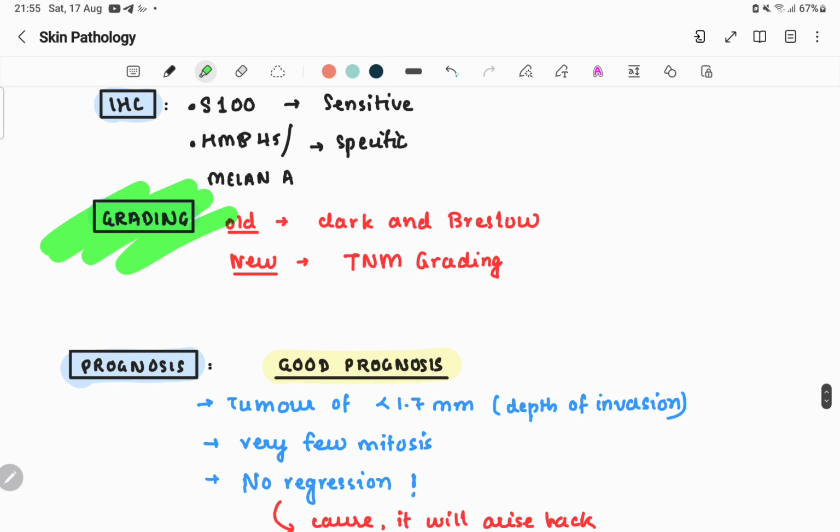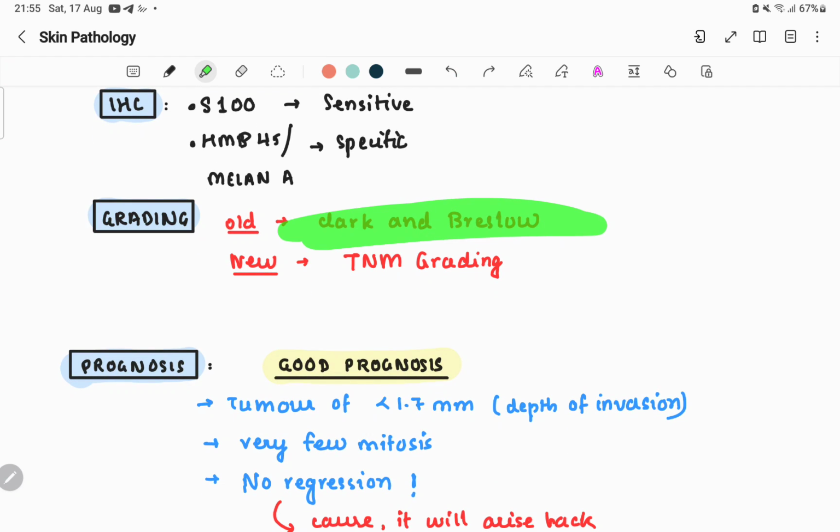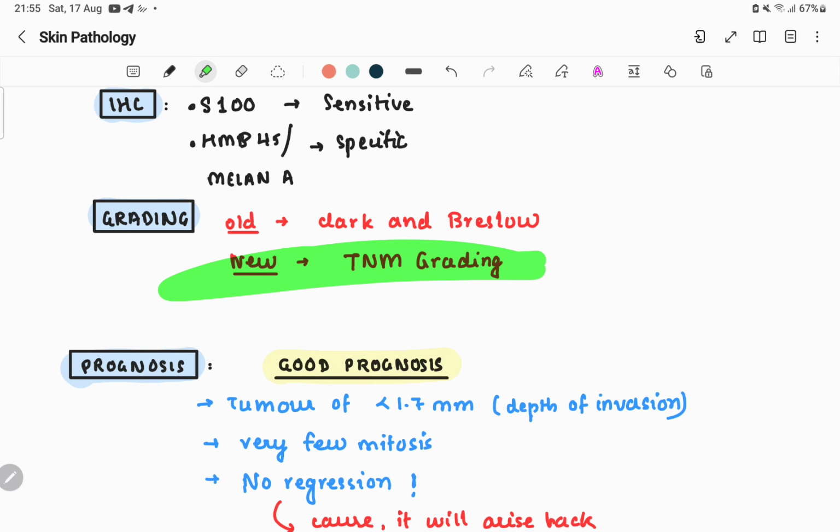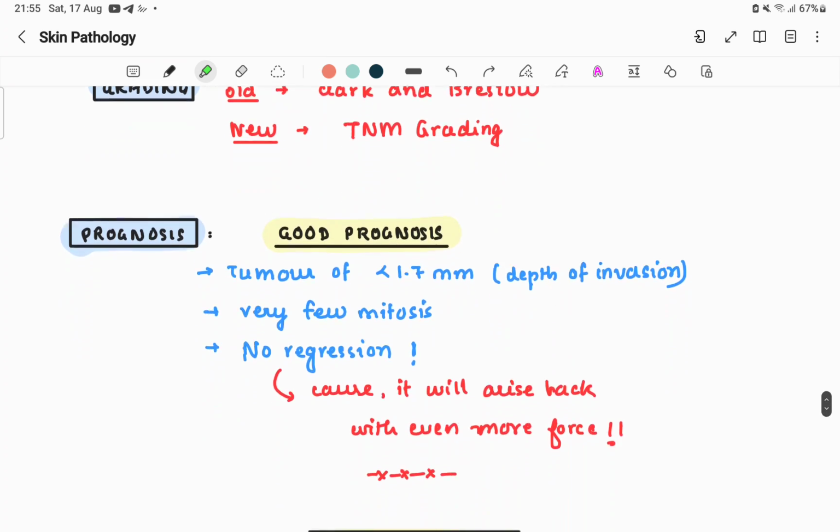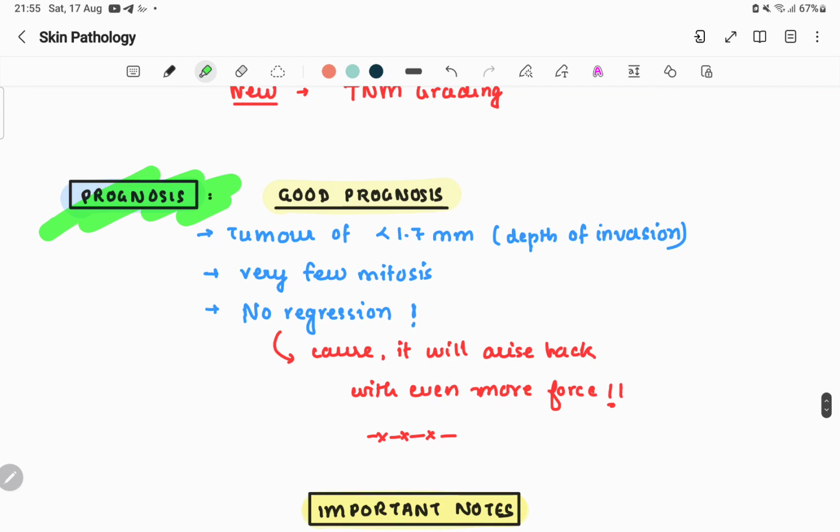The grading of melanoma was done by the old Clark and Breslow system, and now we have the TNM system. TNM grading is the most common grading system which we nowadays follow. Breast and lung tumors are also TNM graded, and many other tumors. What is the prognosis? It has a good prognosis.